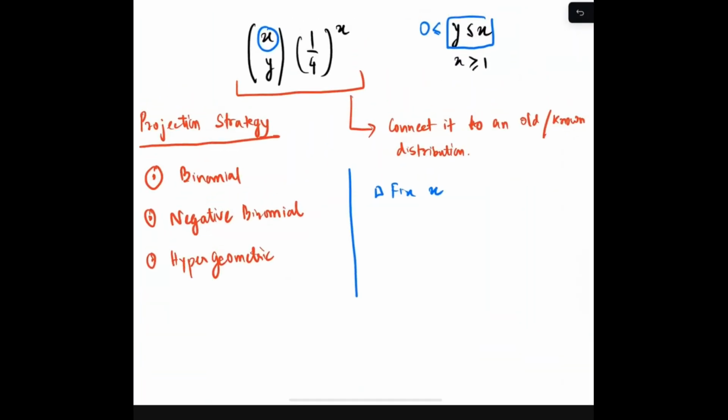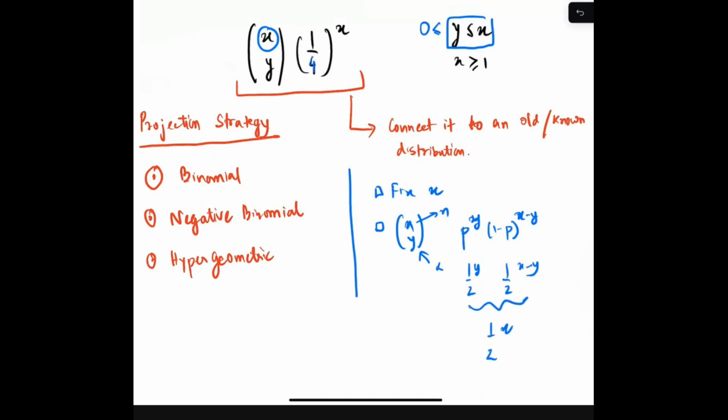If you fix x, then you see that this x choose y looks like n choose k, where y is the k and x is the n. And then it was p to the power y and (1 minus p) whole to the power x minus y. This is how it should look. Observe that if it is half to the power y and 1 minus p will also be half to the power x minus y, then multiplying it, it will become (1 by 2) whole to the power x, right?